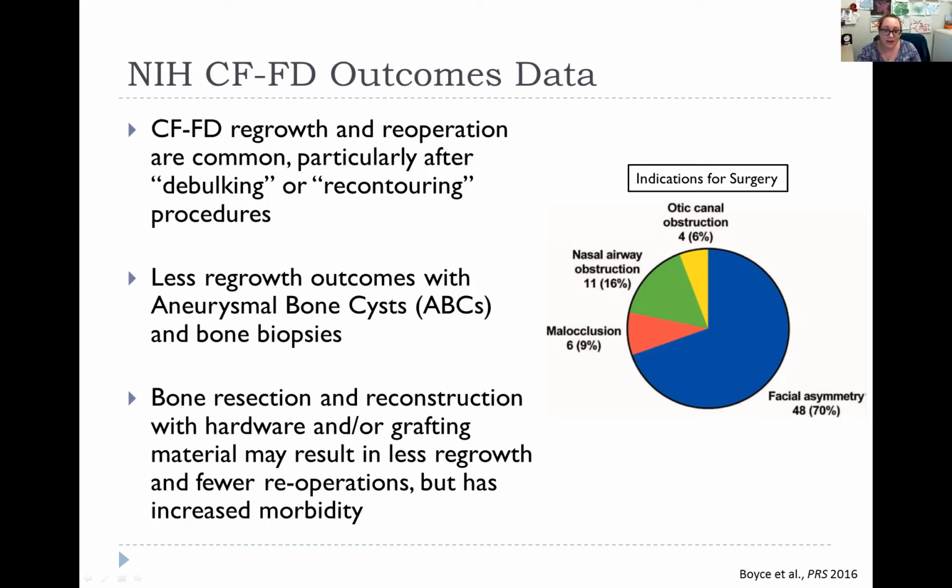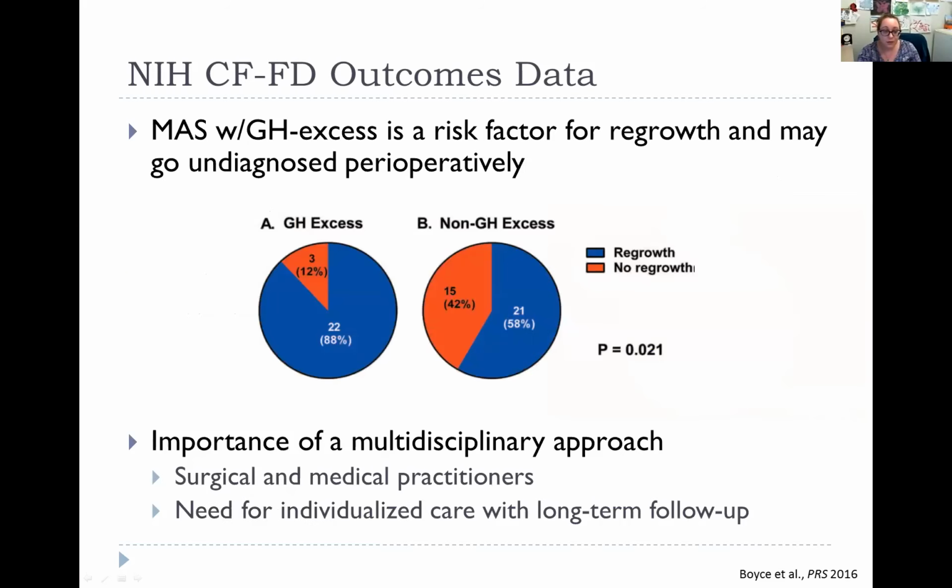And on the right side, you can see where we had reported the indications for surgery. And I would say 70% were based off of asymmetry alone. What we did note was that in patients with McCune-Albright syndrome, growth hormone excess was noted to be a risk factor for regrowth.